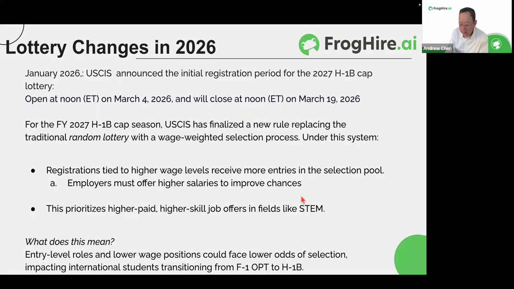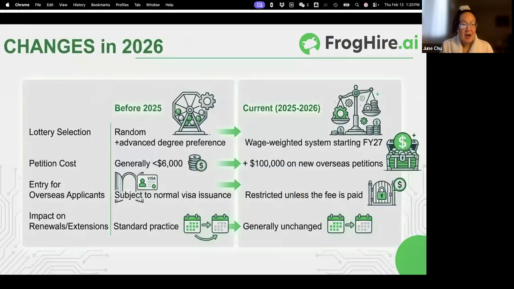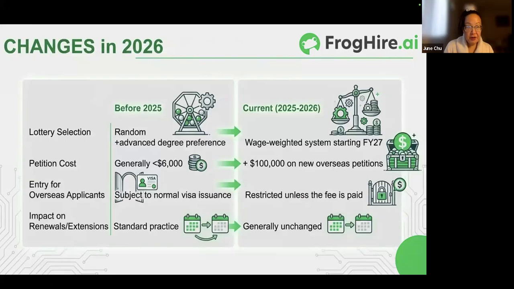Okay, so just a quick summary for you. On the left, you'll see the before, and then on the right, you'll see now. So before it was random, there was the advanced degree preference. Now it's about wage. What will the employer be paying you? The petition cost was typically less than $6,000. Now it's $100,000 for those who are physically overseas during the application process.